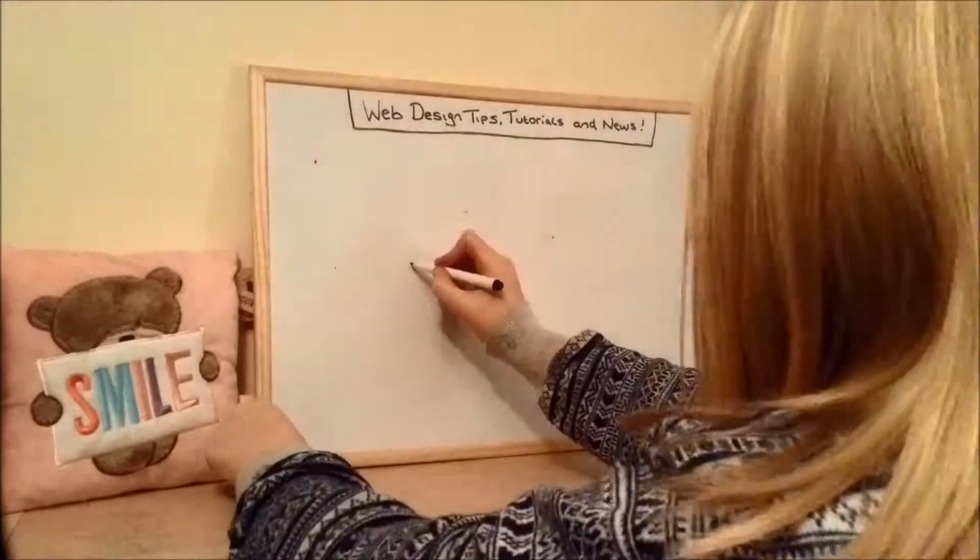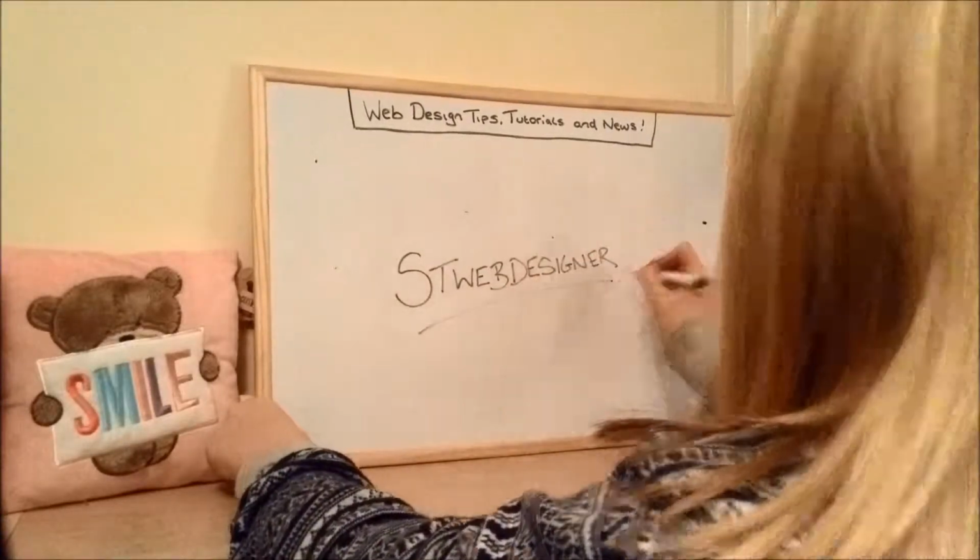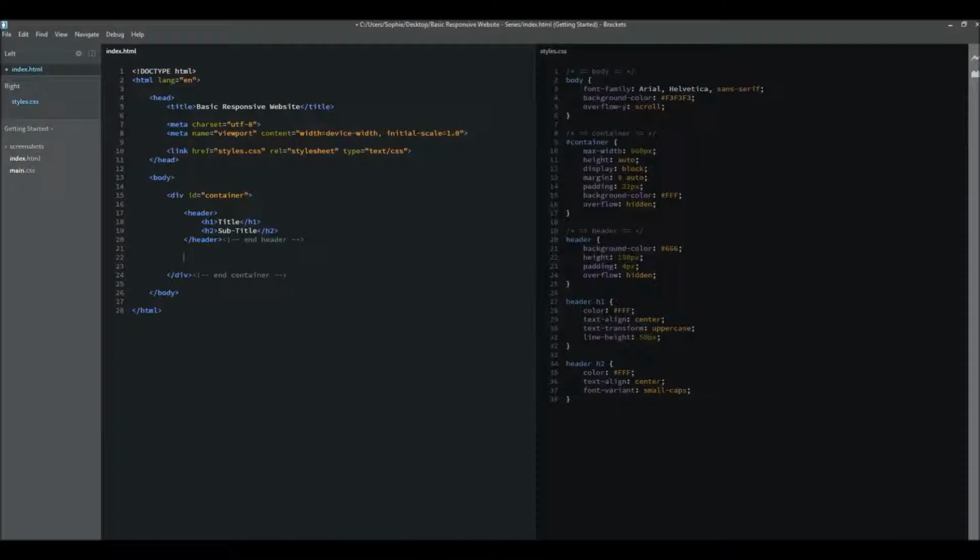Today we're going to be coding one of the most important elements of a website, the navigation bar. We're going to start by coding the HTML part of the navigation bar. So underneath the header within the container, we're going to start by putting a nav tag. And on the closing nav tag, we're going to put an end comment.